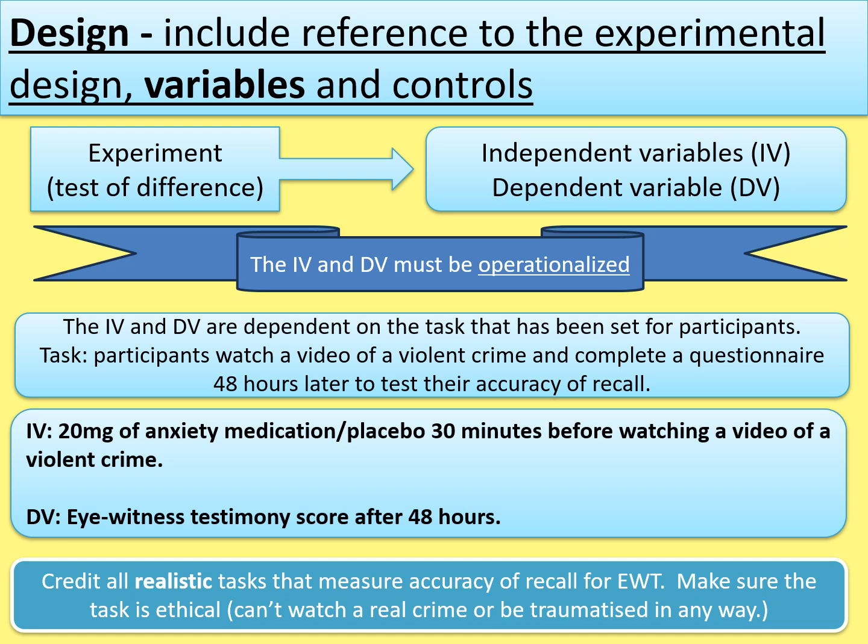So just a quick note there, you can credit all realistic tasks that measure accuracy of recall for eyewitness testimony. So you don't have to use the video of the violent crime, but whatever you do, make sure that the task is ethical, because it's got to be realistic. It's got to have got through an ethics board. So you can't get people to watch a real crime because that might traumatize them. As long as you choose something that is measuring it, they'll be fine with it.